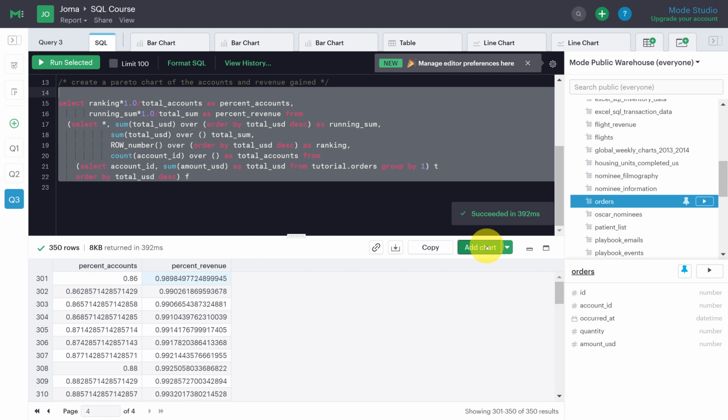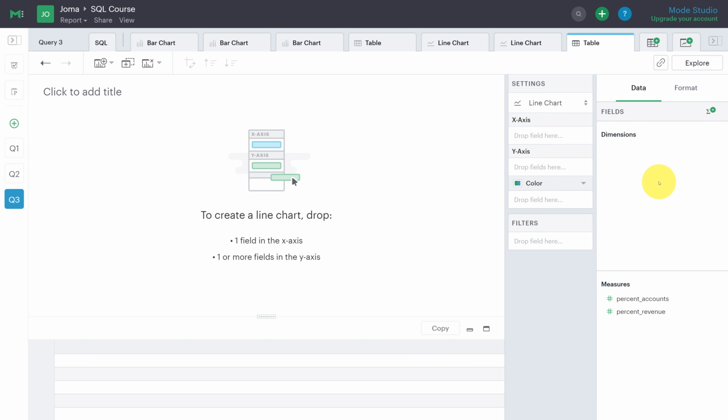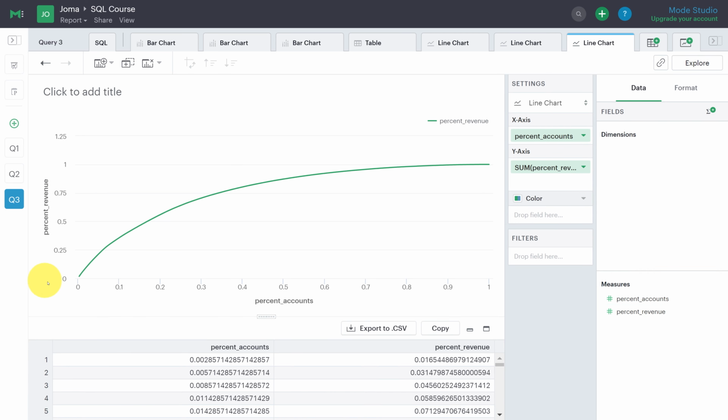So what you can do now is add a chart. You could use a line chart to visualize this. On the x-axis, we want the top accounts, and on the y-axis, we care about the revenue. As you can see, now you have this beautiful line. So if you have questions like, I wonder what the top 10% of the customers or accounts, how much revenue do they give us?